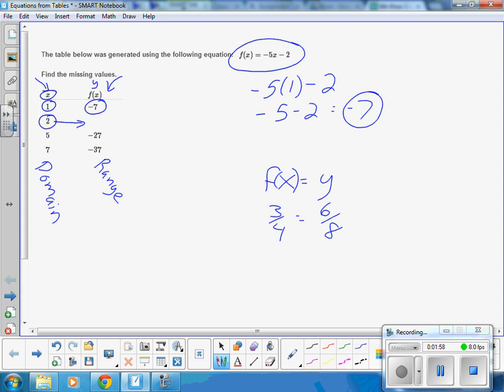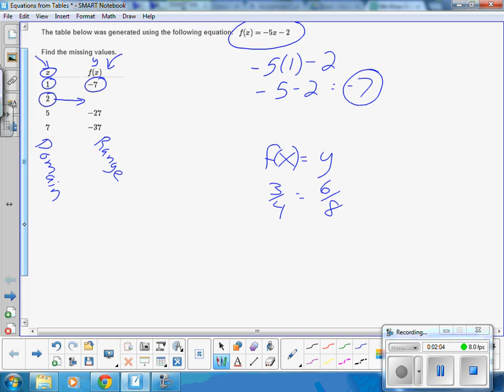Okay? So we substitute 2 into our equation there, or in this case, it's actually a function notation, but we substitute the 2 in there, and we get a -5 times 2 minus 2. That's a -10 minus 2 equals a -12. This answer is a -12.